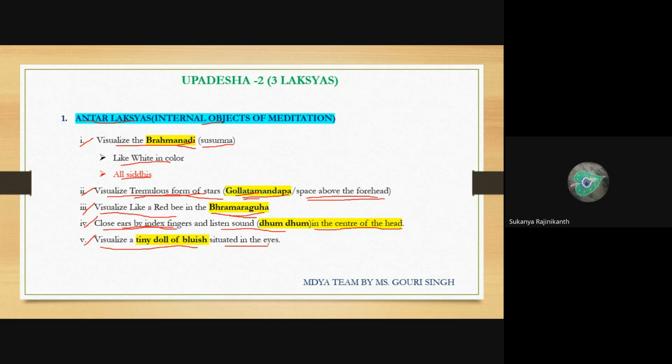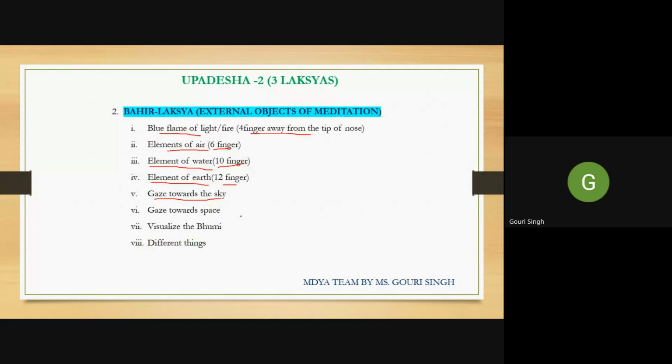Yes, ma'am. Okay. So next we will come to the Bahilakshya. Here we already completed up to the fifth one, gaze towards the sky. In the same way, you can gaze towards space. The next one is to visualize the bhumi, which means you have to visualize the soil in that area. Bhumi may represent your floor, soil, or anything present there. It means earth. It is talking about the earth only.